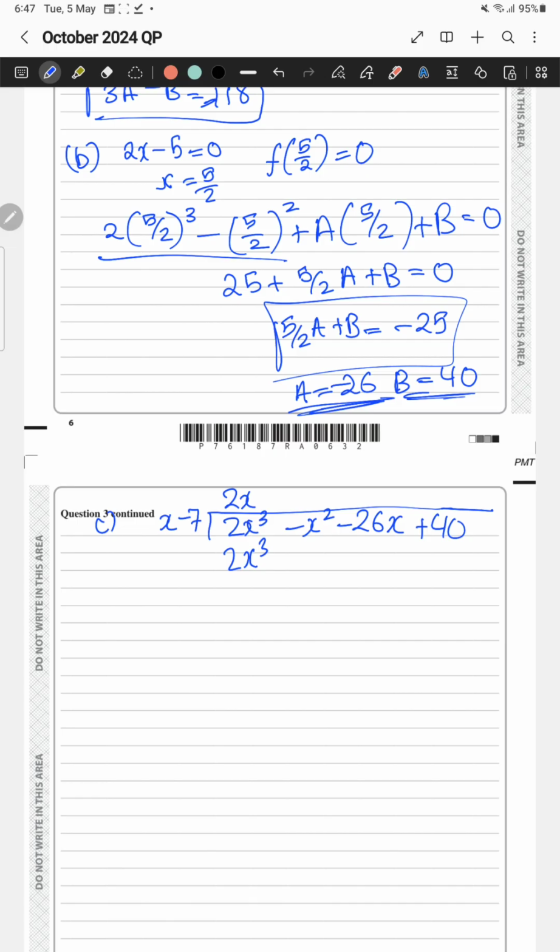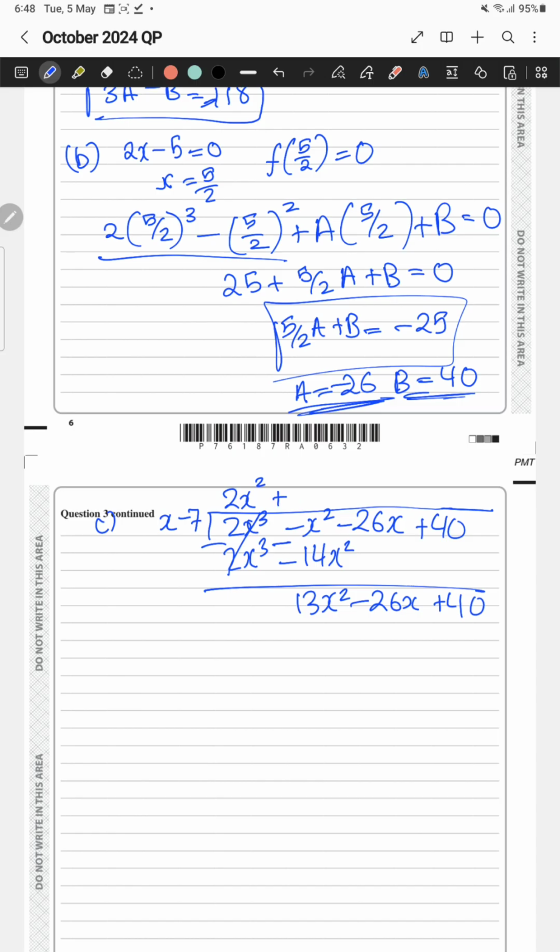And 2 times minus 7 is going to be minus 14x. Yeah, this is going to be x squared, right? This is x squared, alright? Now this is going to cancel out. Now this is going to be minus 1 minus minus 14 is going to be 13x squared minus 26x plus 40.